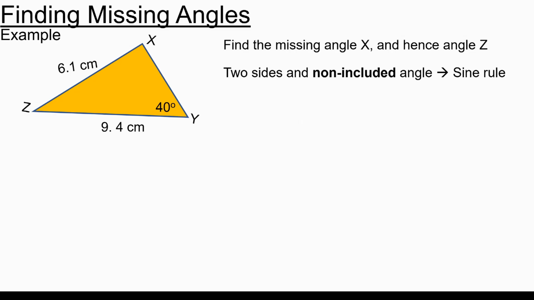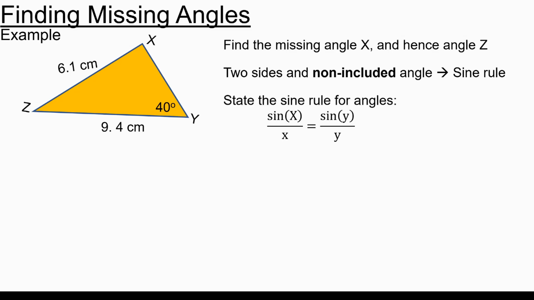We have two sides and the non-included angle. We have y, 40 degrees. So that means we need to use the sine rule. This time I want to find angles, so I'm going to write down sine A over little a equals sine B over little c, and so on. And just using the notation of the question, I'm going to write down sine of angle x over little x equals sine of angle y over little y.